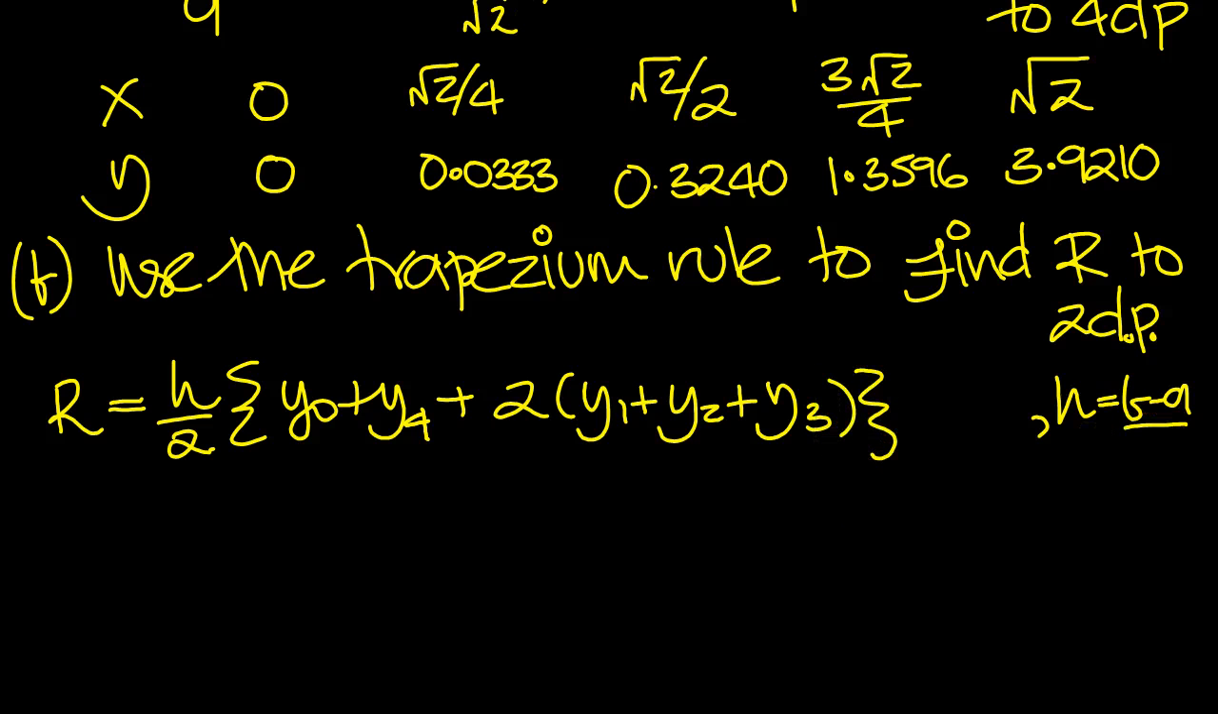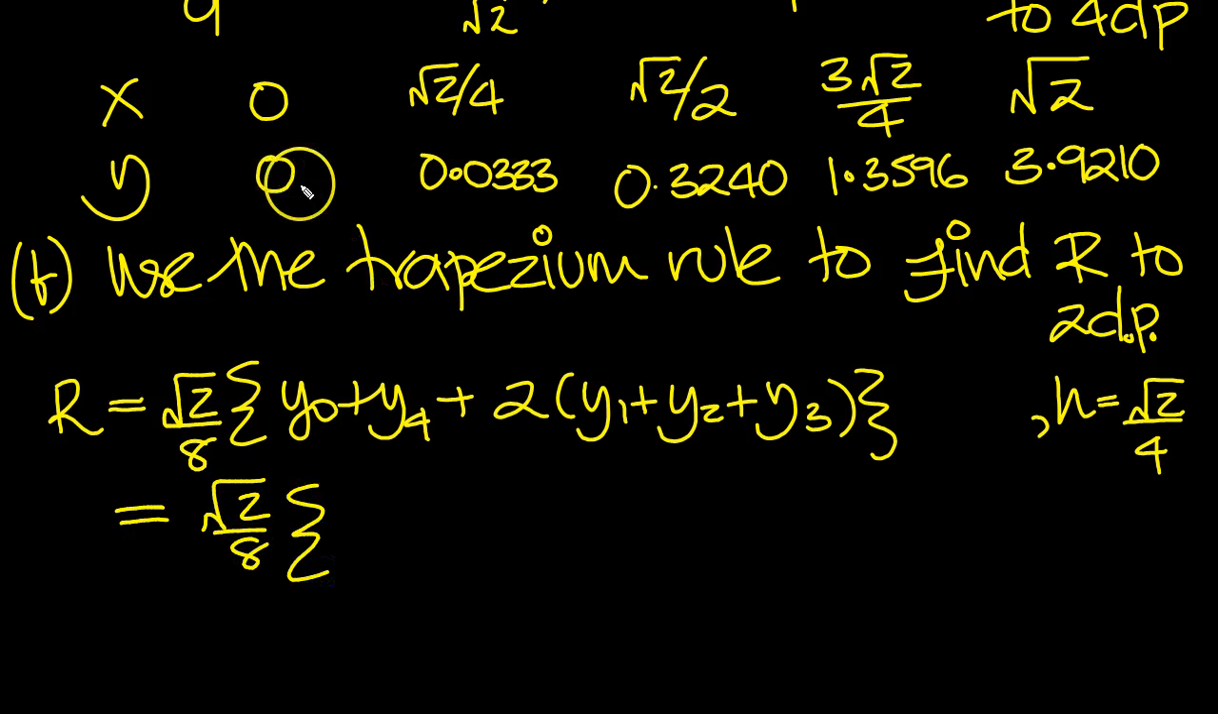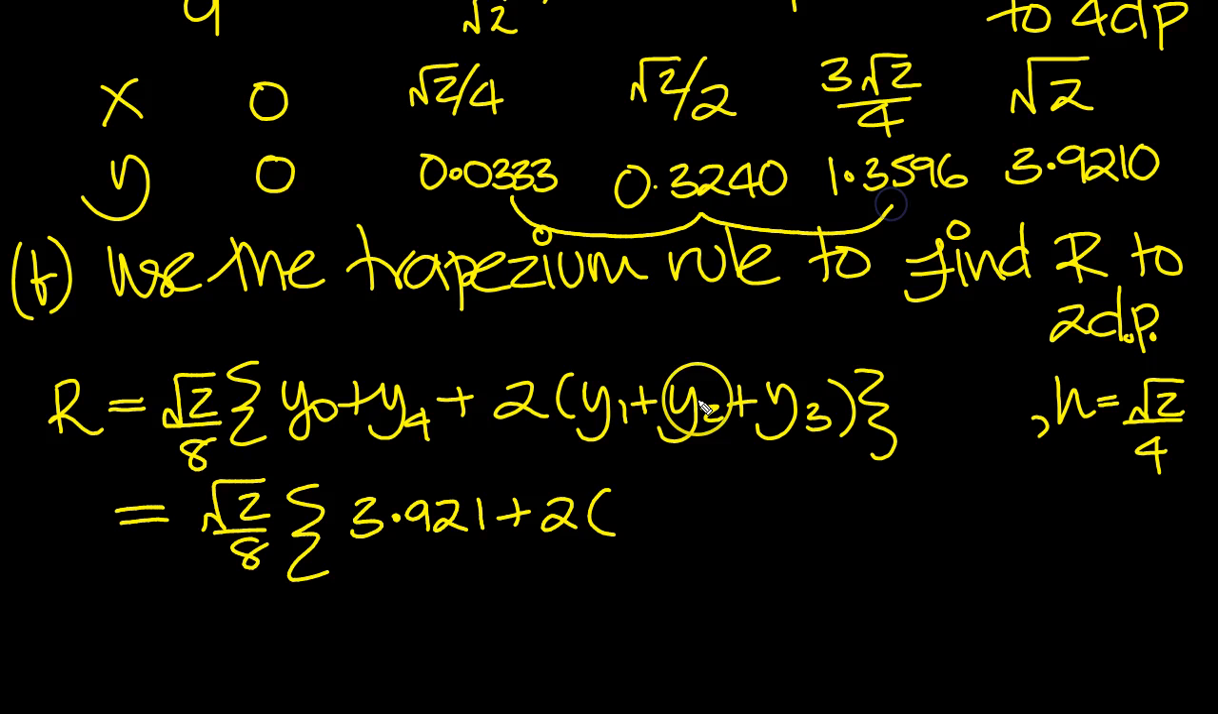And then h is b minus a over 4, because that was n. b is root 2, a is 0, isn't it? So that's simply root 2 over 4. That's h, and we've got h over 2 here, so that will be root 2 over 8, won't it? Let's put that in straight away. So it's equal to root 2 over 8, as we said, y0 plus y4, so add those, you get 3.921, plus 2 lots of the 3 y ordinates in the middle.